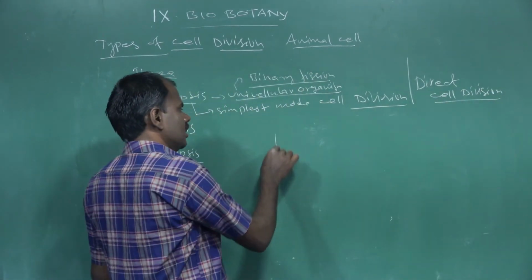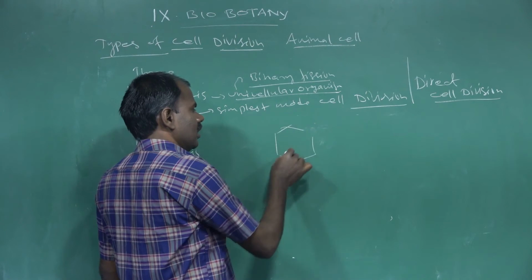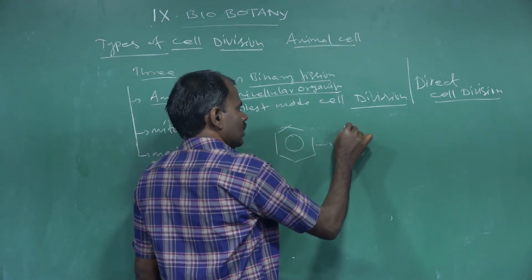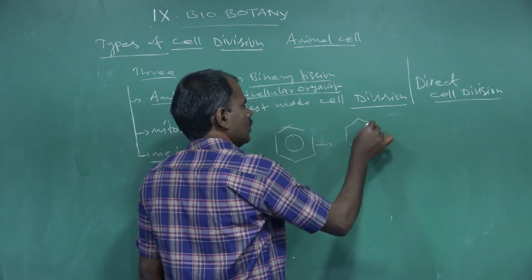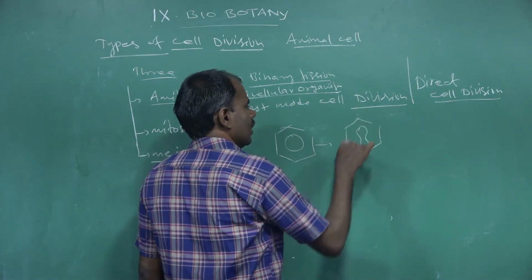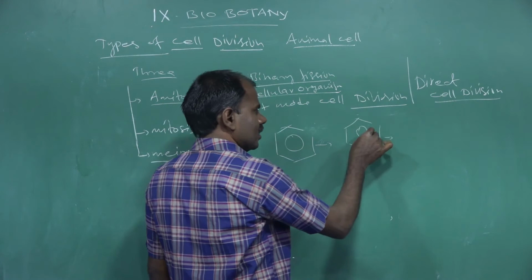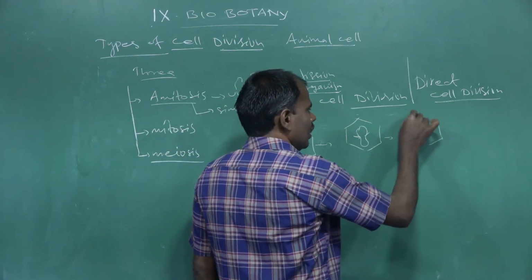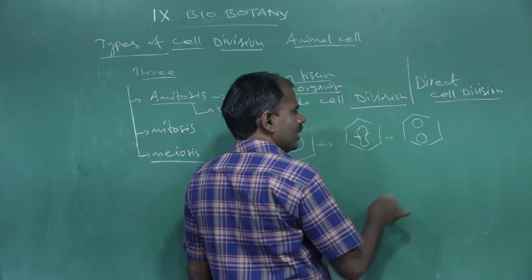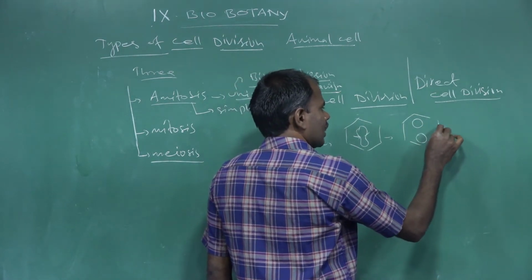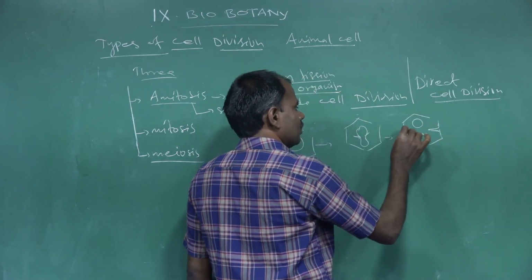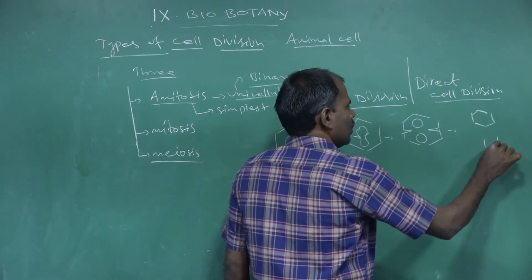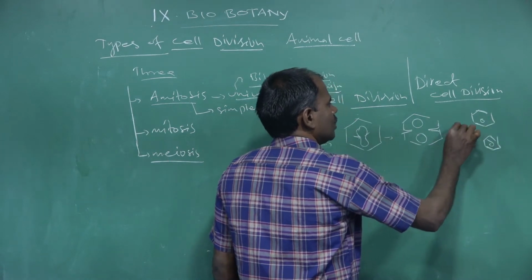Direct cell division. In this type of cell, the center part of the nucleus and the nucleus are elongated and a constriction is formed. The nucleus divides, followed by cytoplasmic division. Two daughter cells are formed.